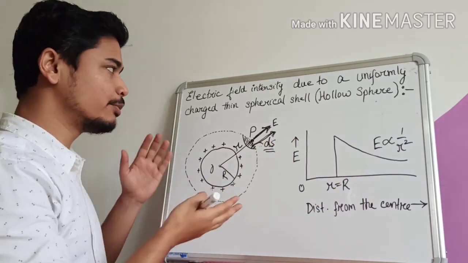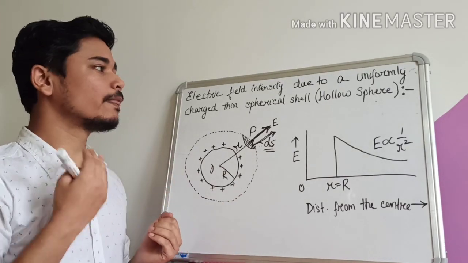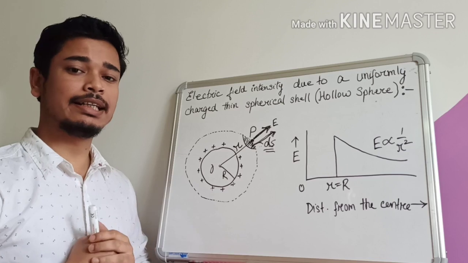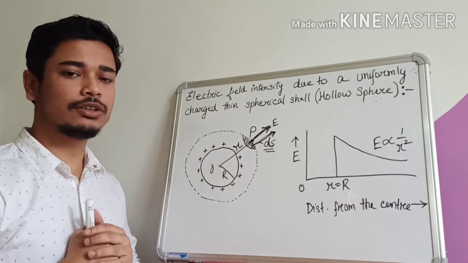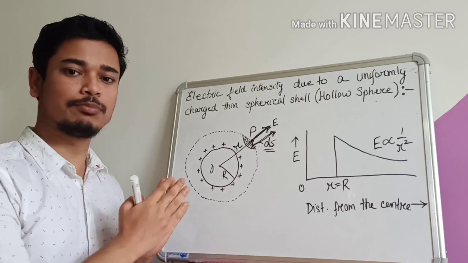Okay, so this is what we have found out: the electric field intensity due to a uniformly charged thin spherical shell. This is also a very important topic from the examination point of view, so kindly study it properly.